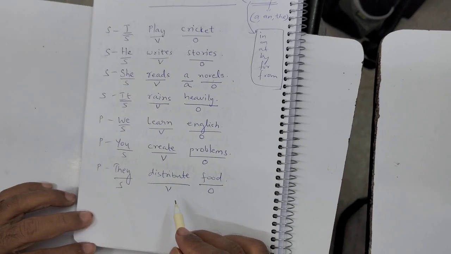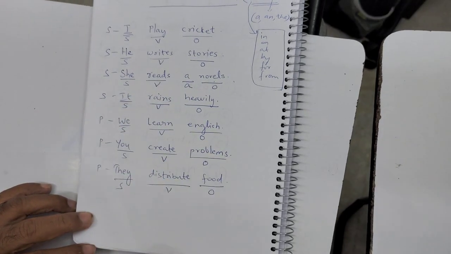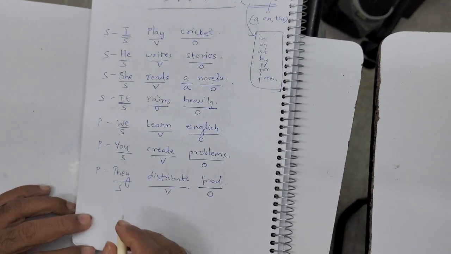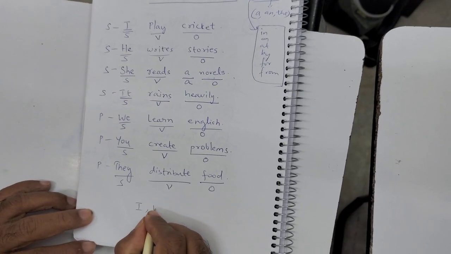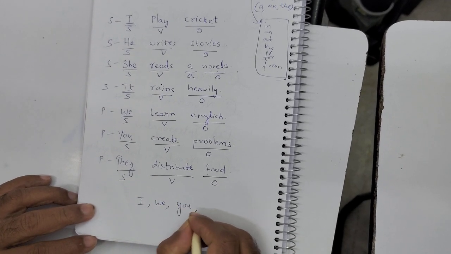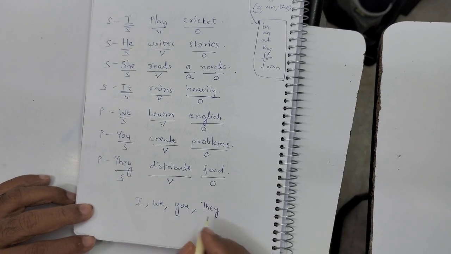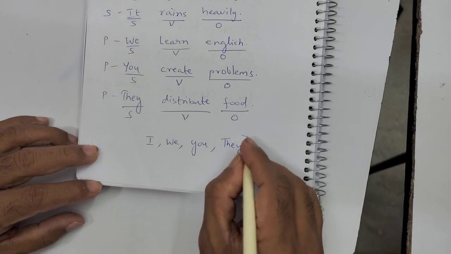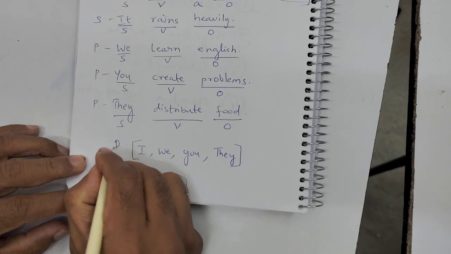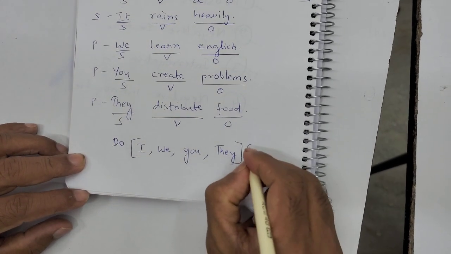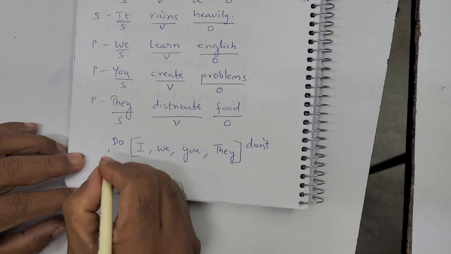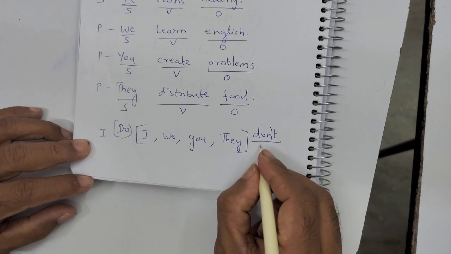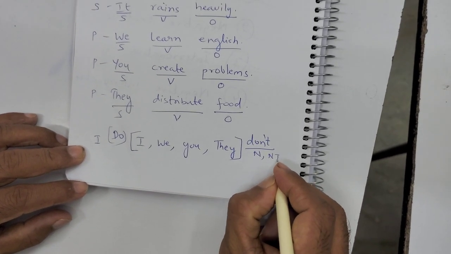Now let me tell you the trick. There is no helping verb here. So the trick is, if you have these four subjects, plural subjects: I, we, you, and they. Zoom here. Focus. If you have these four subjects, you should write "do" in front of these subjects for interrogative, and "don't" for negative and negative interrogative.